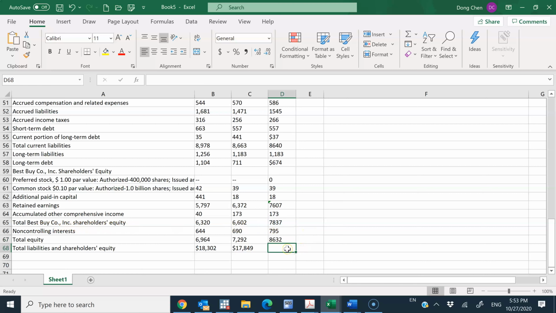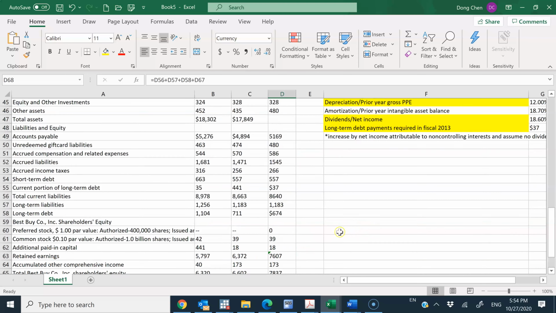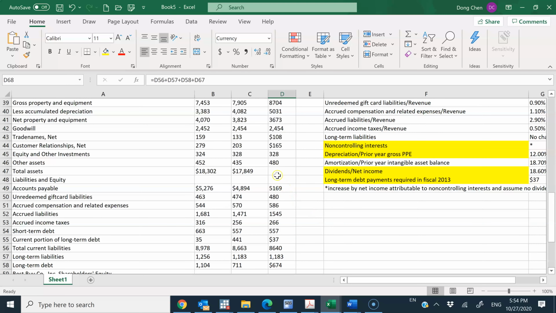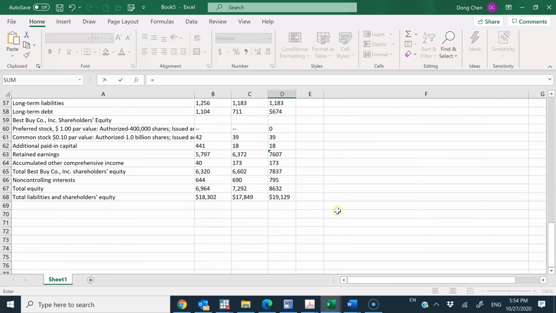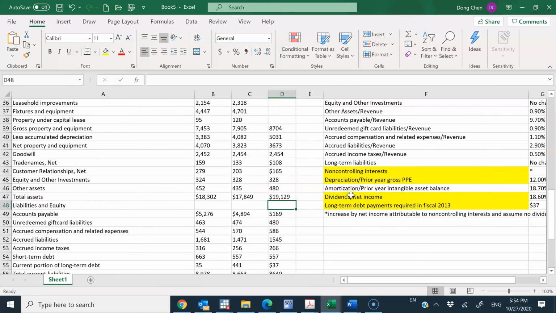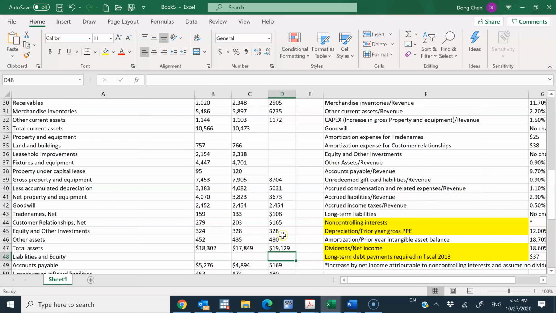Right. So now the total liabilities and shareholders' equity basically is the sum of the liabilities and shareholders' equity. And the sum of the liabilities basically is the total current liabilities plus long-term liabilities plus long-term debt, and then finally plus the total equity. So now we have this number, and now we can go back to the asset side, right? Total assets has to balance with the total liabilities and equity. So the total assets has to be the same as the liabilities and equity.